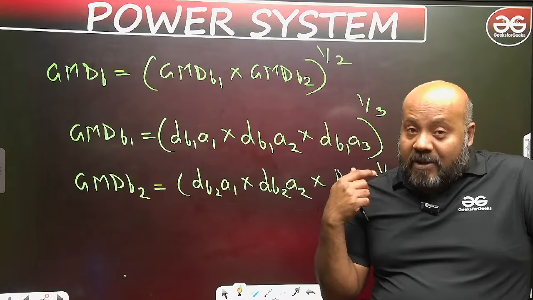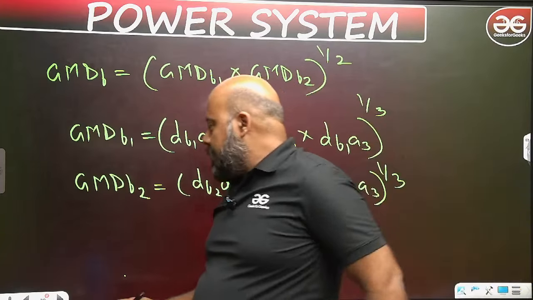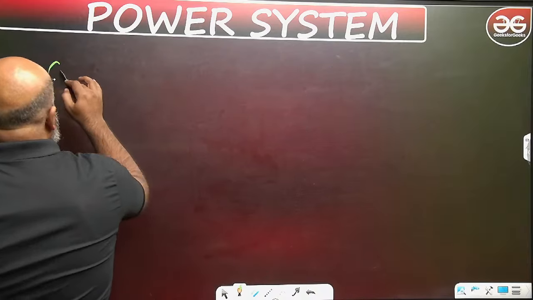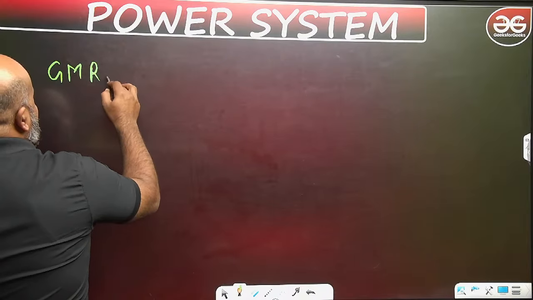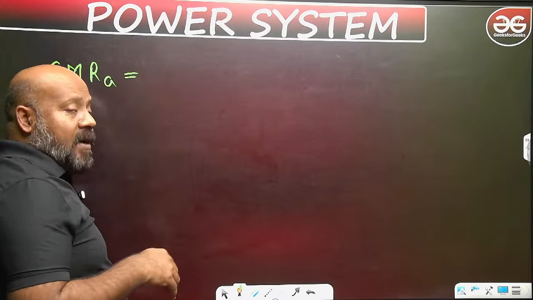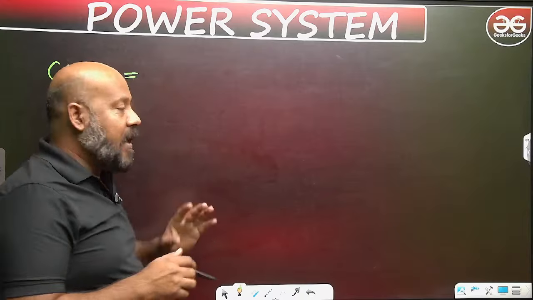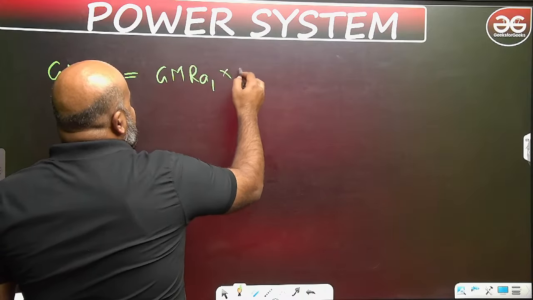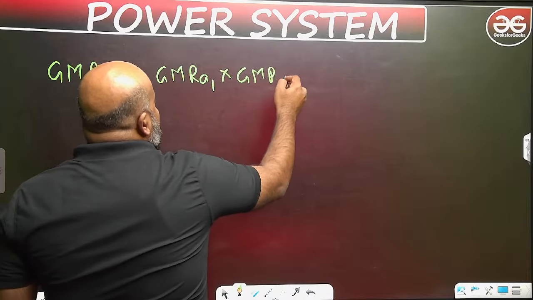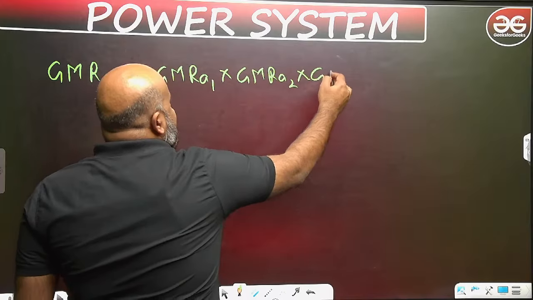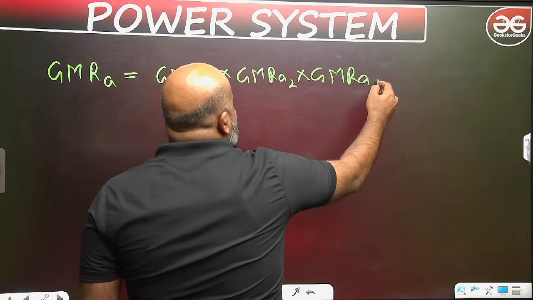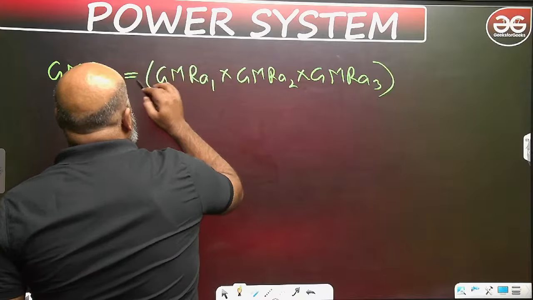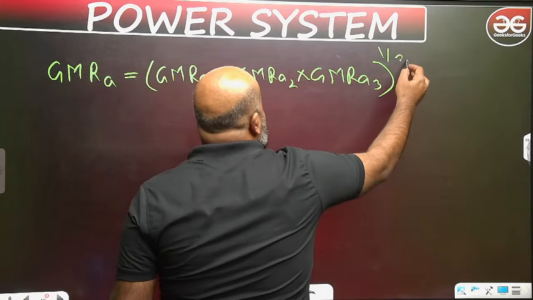Let us calculate GMR for A and B. GMR for A has 3 subconductors, so I will be writing GMR A1, GMR A2, GMR A3. How many GMR? 3. How many GMR do you want? 1. So what is the effective root? 1 by 3.